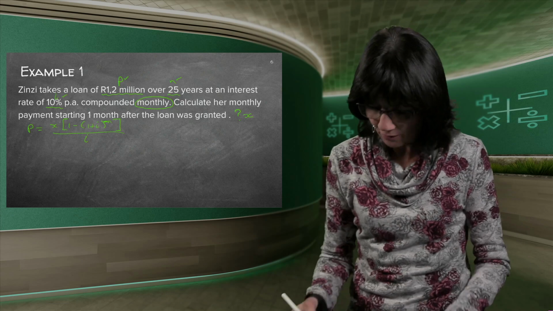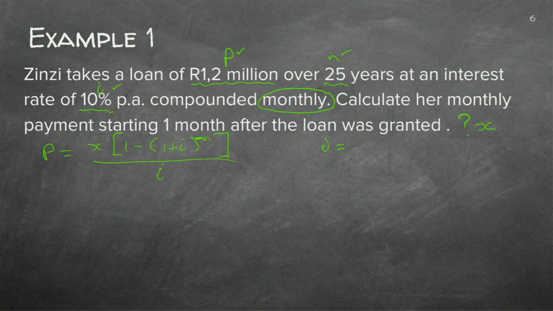So all I need to do now is to, before I start, write my I and my N, because remember I cannot start before I have written down the I and the N and make sure they are for the same period. So it's 10%, that means 0,1. It's compounded monthly. So I need to cut that 10% up into 12 pieces. Cut up means divide by 12. The years is 25, but I need to multiply it by 12, which gives you 300. It's just easier to use that than to every time say 25 times 12.